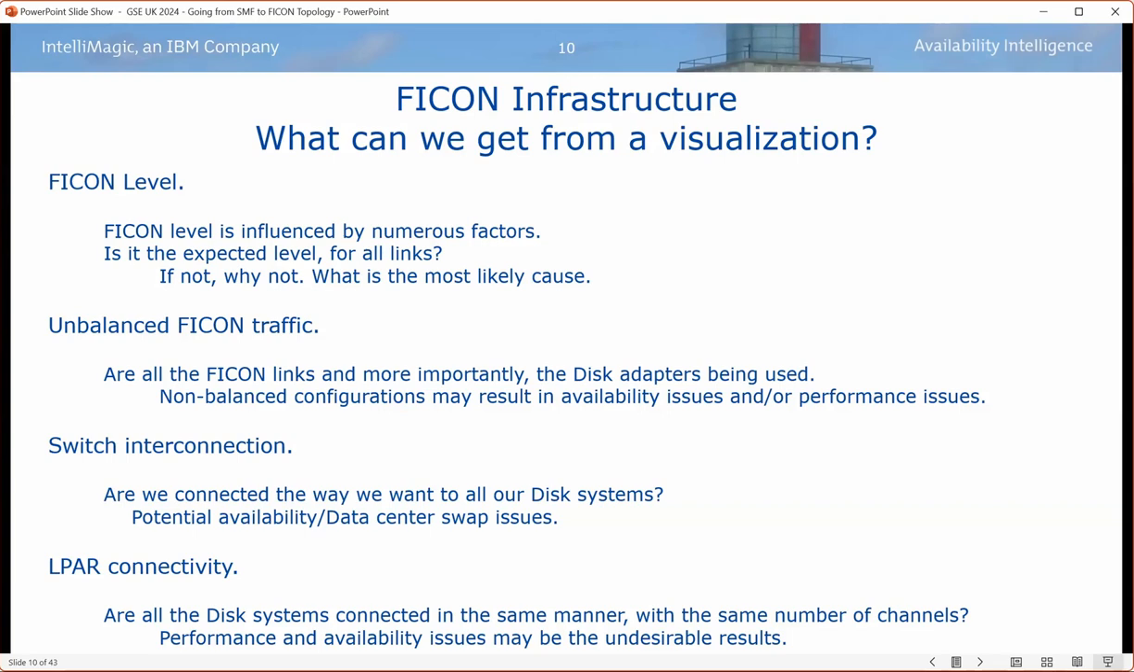Switch interconnection, by that I mean the interswitch links, for example. We're expecting, and the way we define things in a FICON infrastructure is that we can get to the disks from our LPARs and CECs across these interswitch links. For data center swaps, availability, very, very important issues. LPAR connectivity, again, are all of our LPARs connected in the same manner to our disk systems or tapes? Number of FICON channels, speed of the FICON channels. So the various things that are important that we can actually get from a visualization.